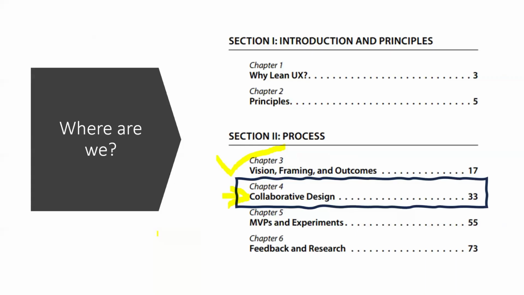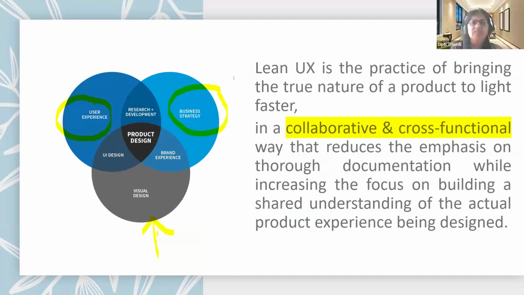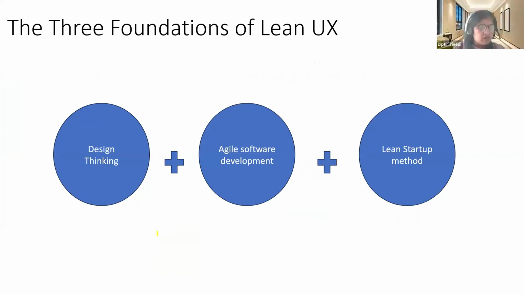Chapter 4 is what we are going to focus on, the collaborative design. And this is the background: this particular book is practicing to bring the true nature of the product to be lighter and developed in a collaborative and cross-functional way. As we saw in the book we started, Samsher has already covered this. The Lean UX foundation are these 3 pillars.